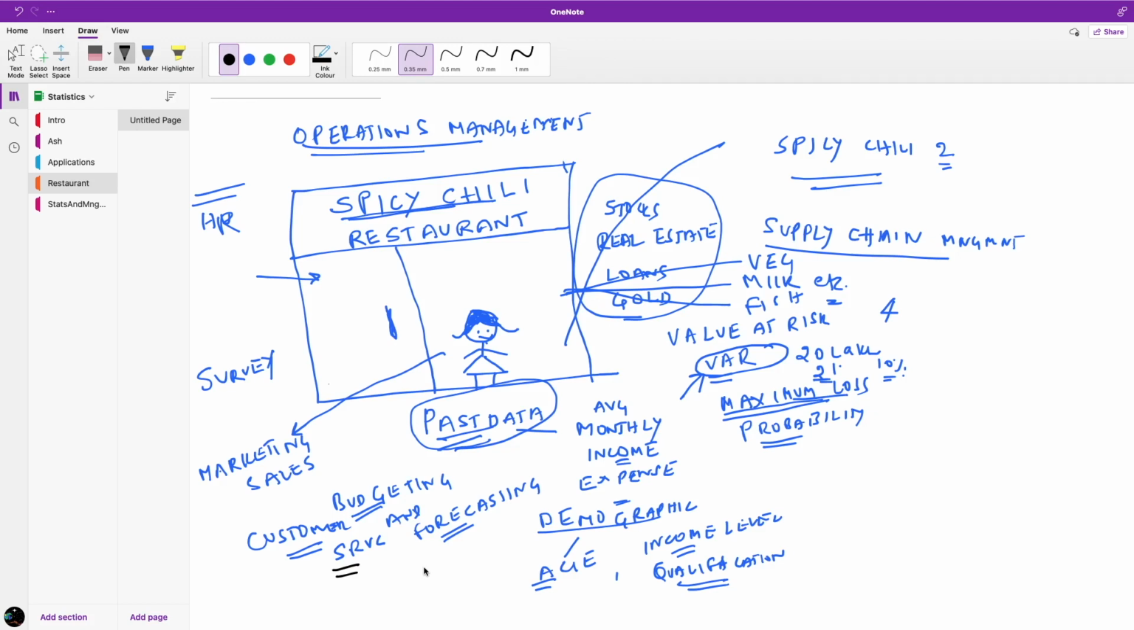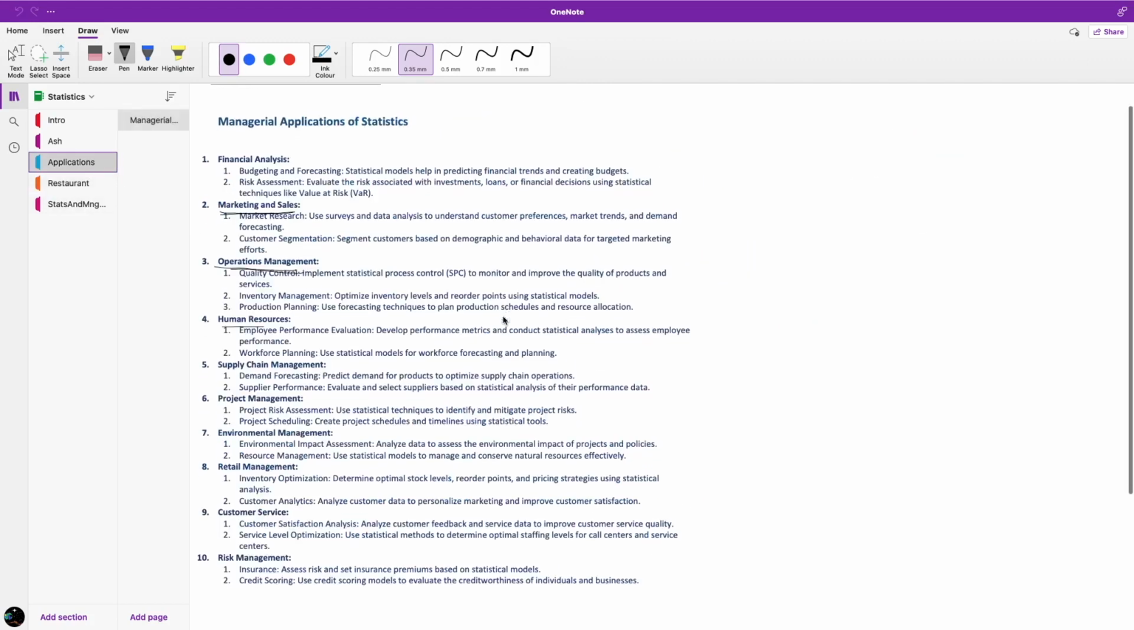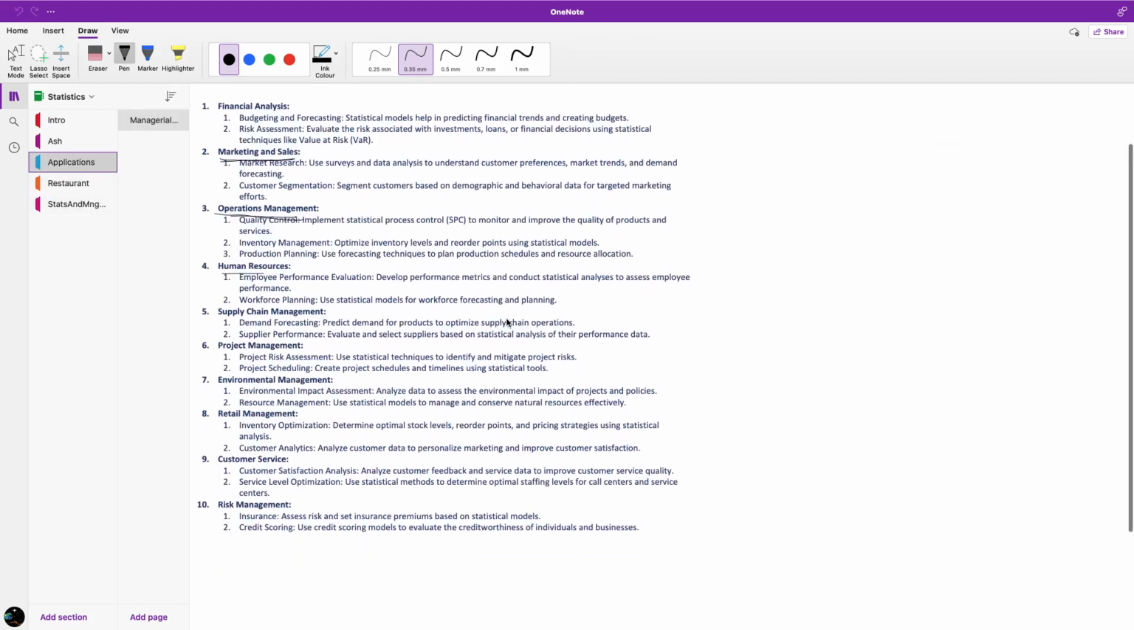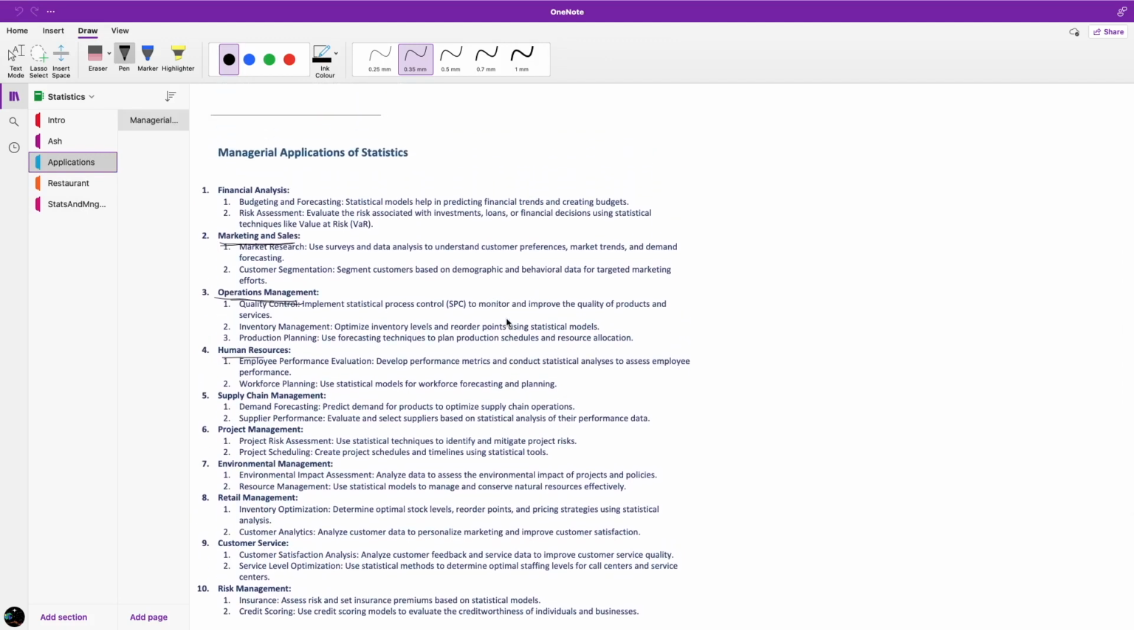So here we can see a rough overview of how statistics is helping Ash run her restaurant, which is very similar to how managers use statistics in their day-to-day business, in their day-to-day running of the operations. All this is also given as part of a document. The link will be provided, and you can take a look and read from it. There are other areas, but you get the general idea.